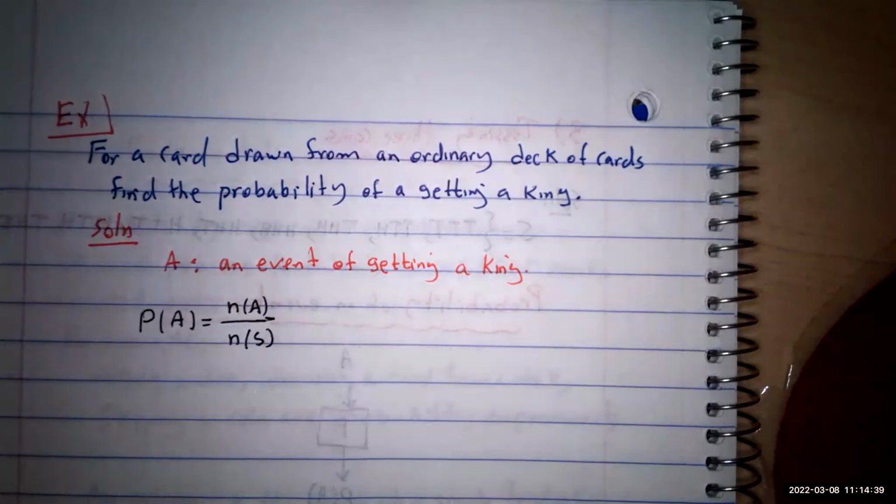Again, for each child, you have 2 possibilities, girl or boy. So we have 3 cases. So 2 times 2 times 2 would be 8. Okay, any question? So what's the event you are interested in? Interested in having 3 girls. So in this case, your A is going to be only 1 case. It's going to be girl, girl, girl.